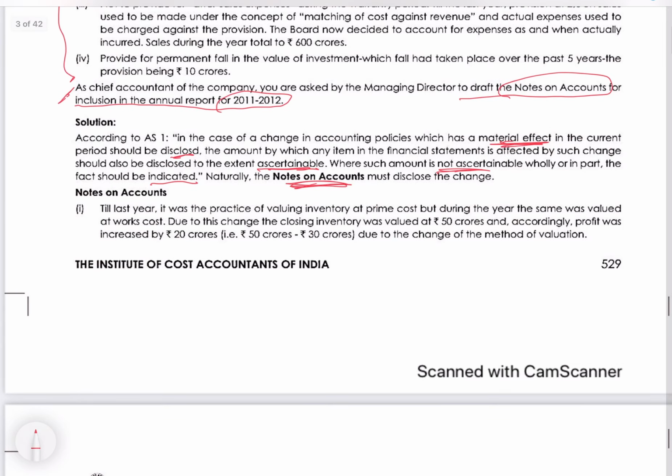So you can see, till last year it was the practice of valuing inventory at prime cost, but during the year the same was valued at works cost. Due to this change, the closing inventory was valued at 50 crores and accordingly profit was increased by 20 crores due to the change of the method of valuation.